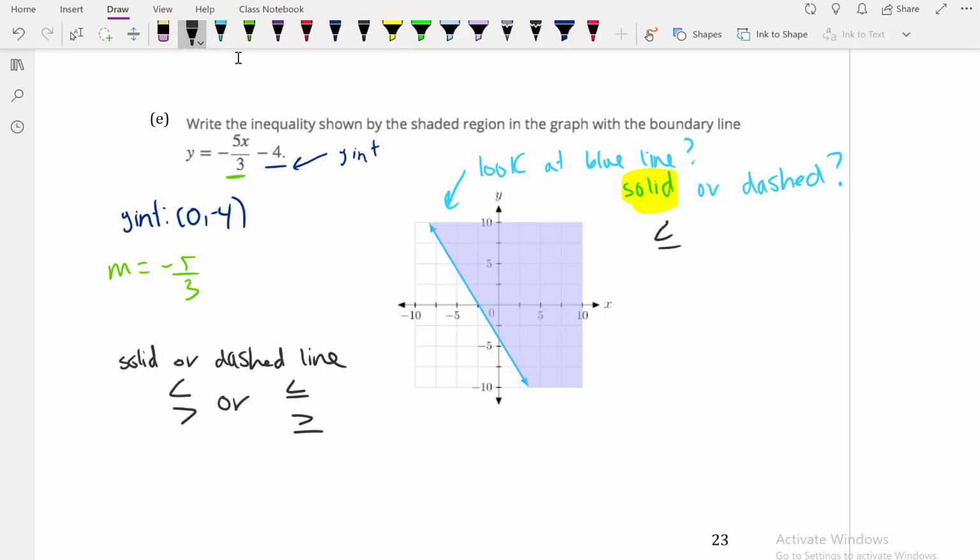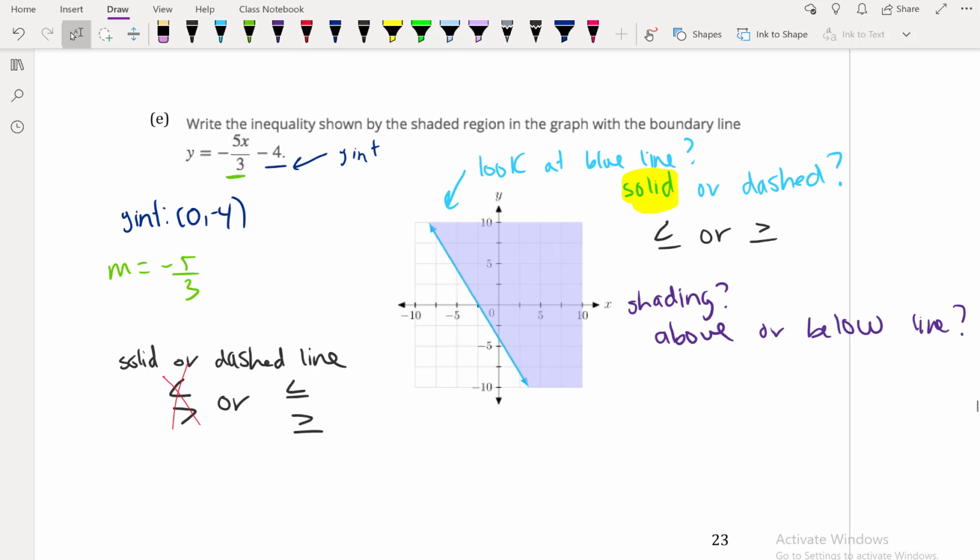So I know that I'm going to have this or this, the greater than or equal to, and the less than or equal to are the only two options that I have. So that means I can't have that less than or that greater than. It's less than or equal to, and the other option is greater than or equal to. Now let's think about where it's shading. So here, shading. Is it above or below the line? Well, you would say that it's shaded above the line.